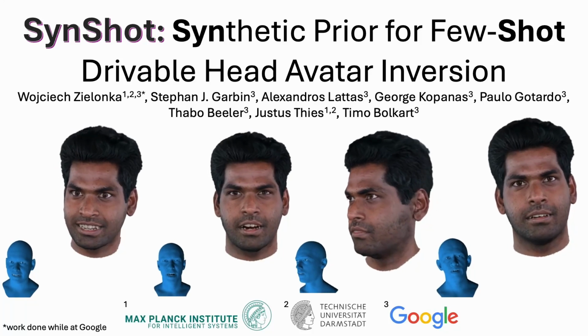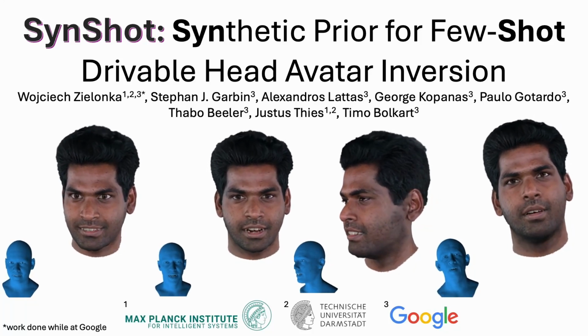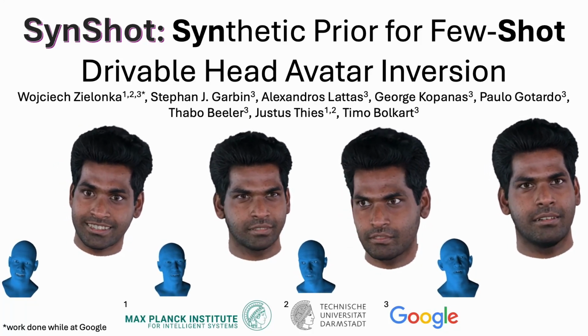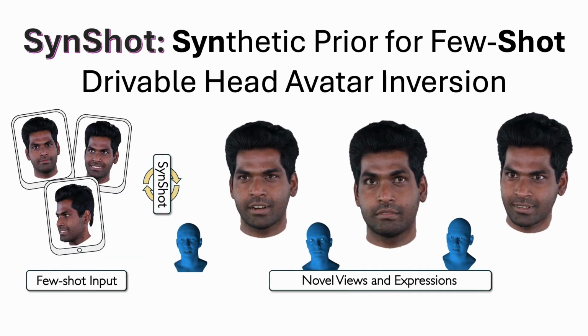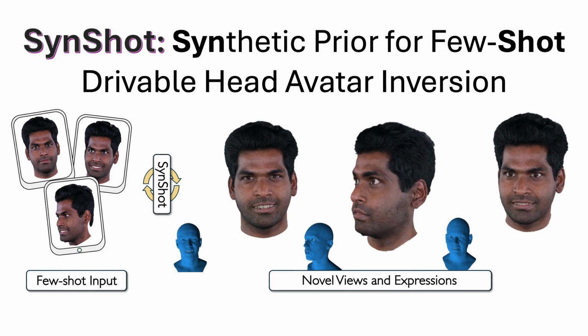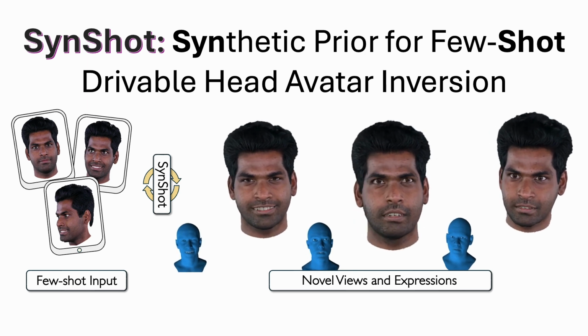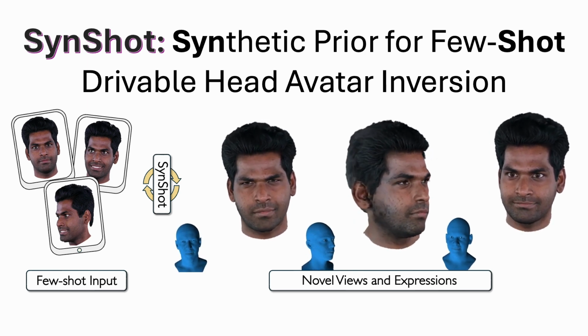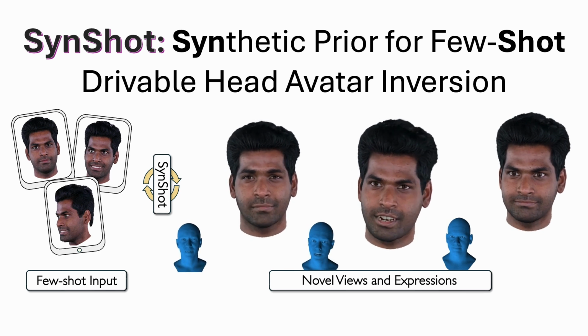We present SynShot, a novel method that leverages a synthetic prior for few-shot drivable head avatar inversion. Using just a few input images of a person shown on the left, SynShot creates a personalized 3D Gaussian avatar that can be rendered with novel viewpoints and unseen facial expressions, demonstrated on the right.